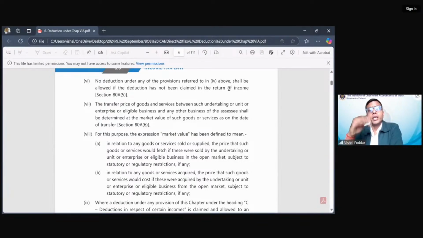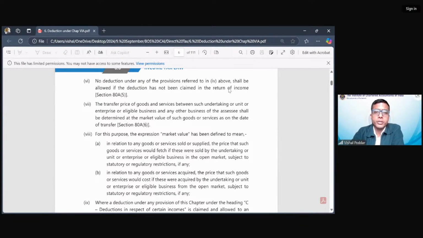Now, in that format, you have a column for chapter 6A deduction. You have column for everything, for writing your residential status, for writing the previous year, for writing all these heads of income and giving details of each head. You have columns for everything. Now, in that you have a column for chapter 6A. Now, let us say you are having any of these deductions which are applicable to you, SEZ deduction or any of these backward area deductions, but you forgot to show it in your returns.